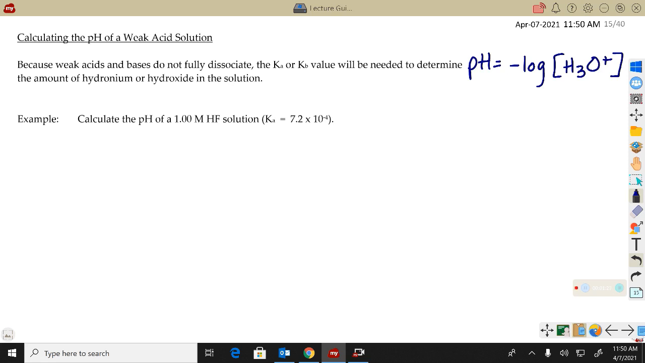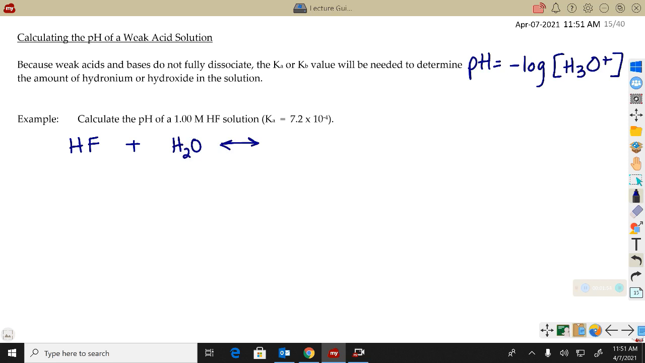So we're going to approach it with an ICE table, as with any equilibrium problem. If we're lost and confused, let's just try an ICE table. I think the hardest part of all of this is getting the initial equation. So I'm going to have my weak acid, HF, hydrofluoric acid. It is in solution, which means water is present.